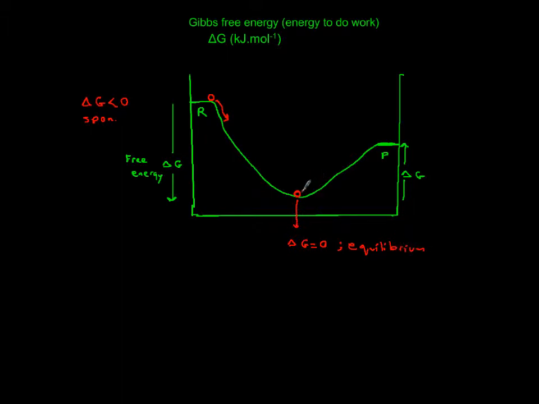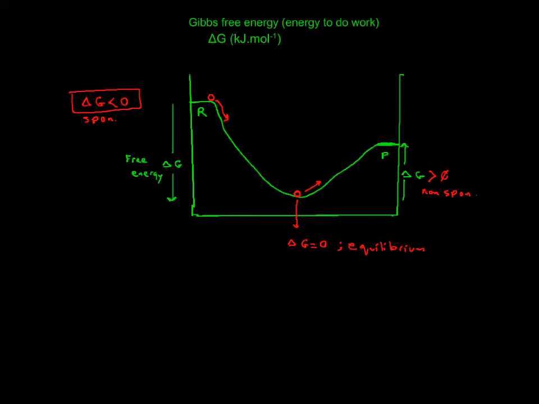Now, if you are here and you want to go uphill, that's when delta G is bigger than 0, and you are non-spontaneous. This also does not take place unless you push it forward with temperature. So delta G negative is when the reaction is spontaneous.